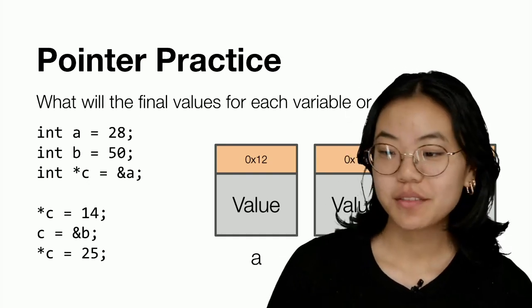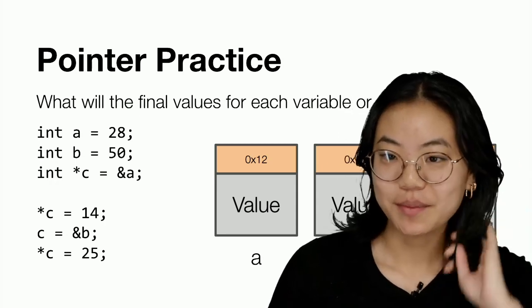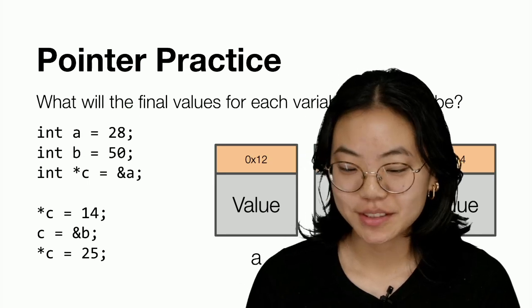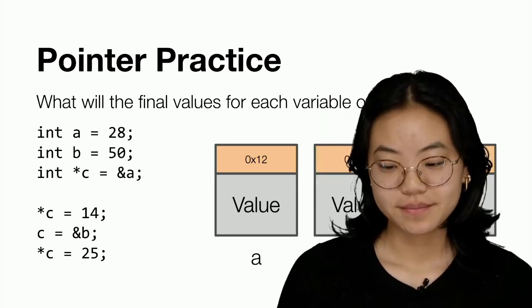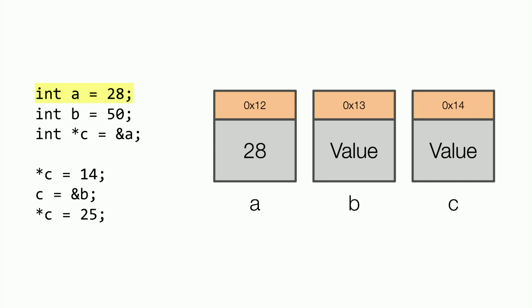All right, so hopefully you've thought about this a little bit. We have some people putting some of their thoughts in the chat here. So let's walk through it together. Okay, so line by line, we're gonna see what's happening to variables A, B, and C.